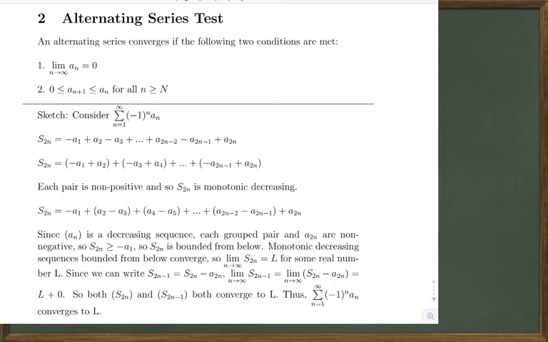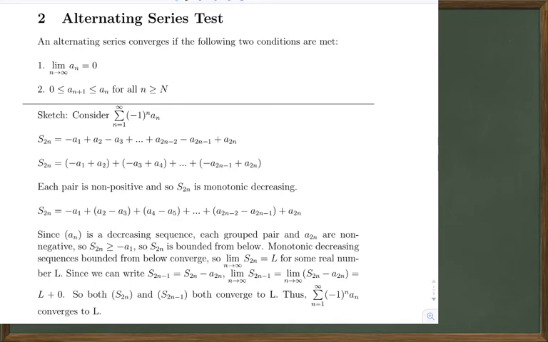So each pair I have here is non-positive. Because of the decreasing, a_1 would be greater than or equal to a_2, and so the best case scenario is they're equal to each other, so they'd be 0. But they're going to be non-positive, and so this means that s_2n is monotonic decreasing. Okay, so it's getting smaller as we continue to add more terms. Each term we add is going to be non-positive, so that gives us the monotonic decreasing.